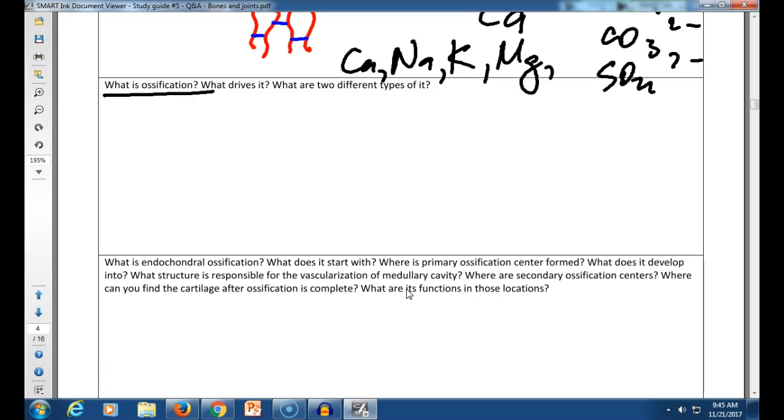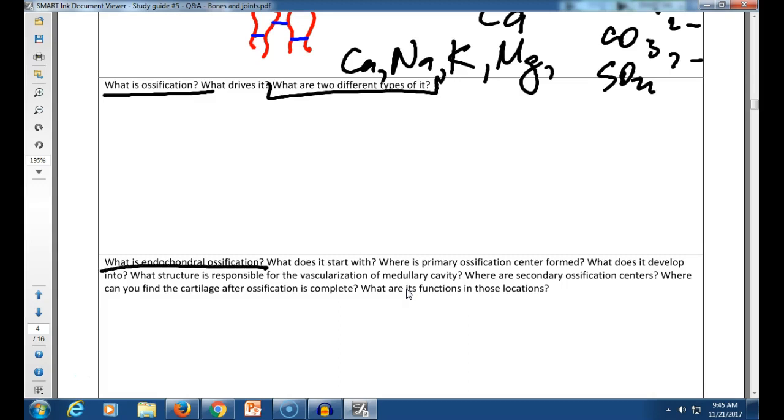Ossification. Connective tissue, whether it's the fibrous connective tissue and the membrane or cartilage, is replaced by the bone, not converted, replaced. What drives it? Hormones. There are two different types of it, endochondral and intramembranous.